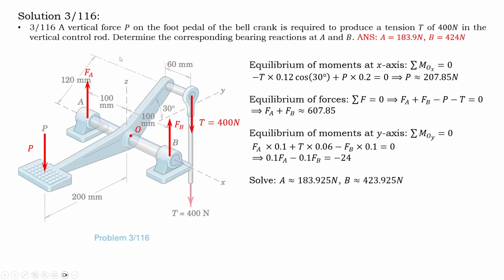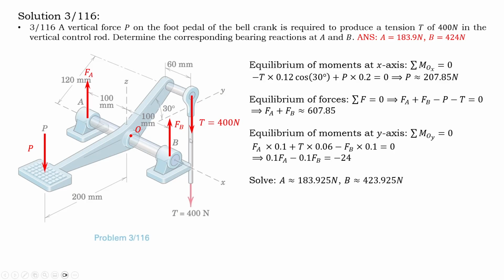Okay, next question. We have a vertical force P on the foot pedal of the bell crank. So we have a tension T here. It is 400 Newton in the vertical control rod. Determine the corresponding bearing reactions at A and B. So we have negative P and negative 400.